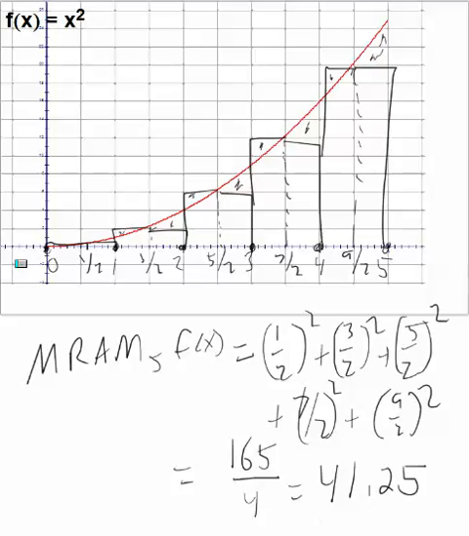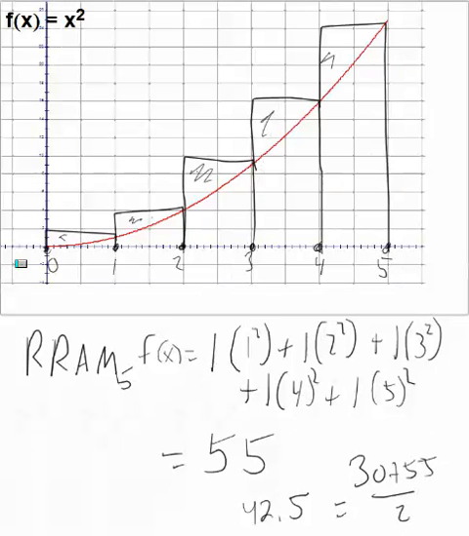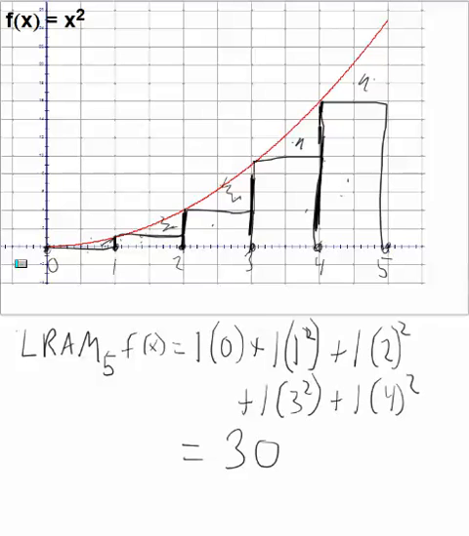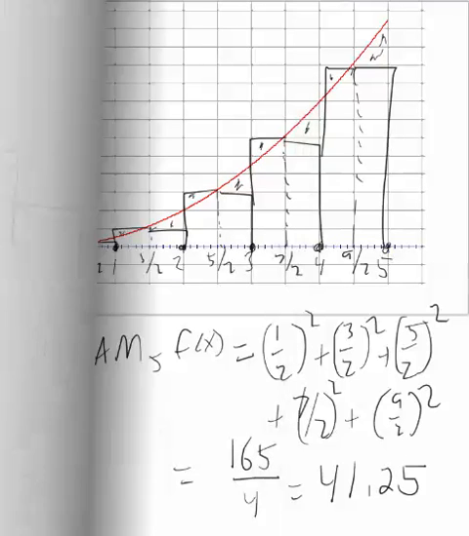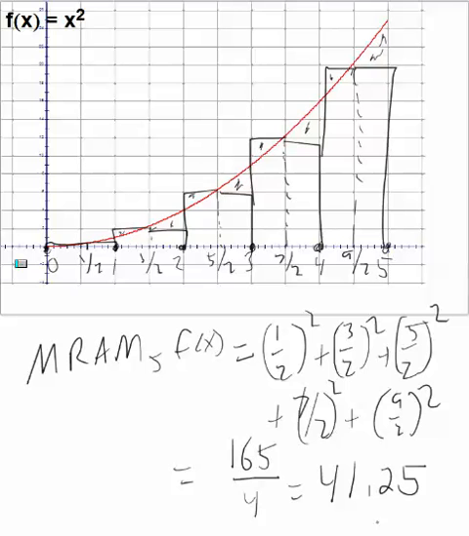So I had 42.5 the other way. I had 55, which we knew was way off, and I had 30, which we knew was way off. So 42.5, 41.25, those are pretty good approximations for the area under x squared using only rectangles. And that's the rectangular approximation method.